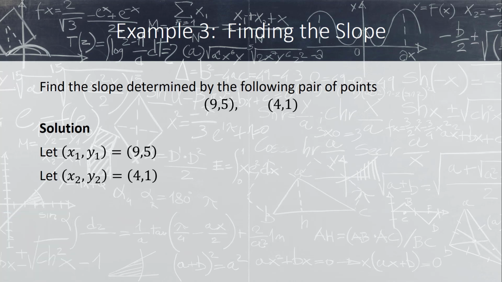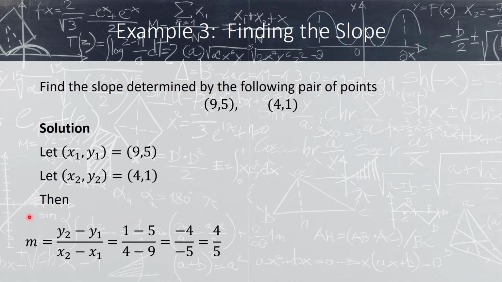If that's the case, we can go ahead and apply our slope formula, which is y2 minus y1 over x2 minus x1, and we will have 1 minus 5 divided by 4 minus 9, which is negative 4 divided by negative 5, which becomes 4/5. A lot of minus signs in that one.